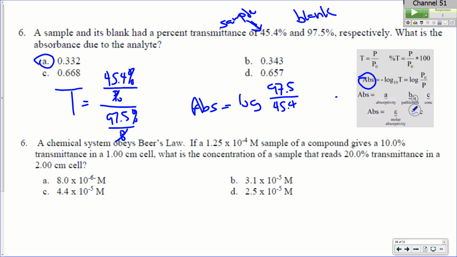The second one says a chemical system obeys Beer's law. The sample concentration is 1.25 times 10 to the minus fourth, and that gives a 10% transmittance in a 1 centimeter cell. What's the concentration going to be if it yields a 20% transmittance?